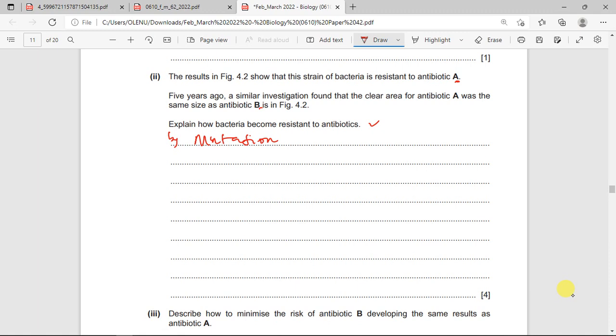And the next thing you should do here is define what mutation is. By mutation, through the changing in the base sequence of the DNA. Changes in the base sequence of the DNA.